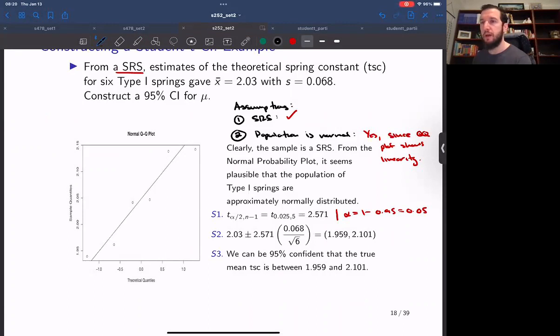So very similar to what we had with the standard normal examples. The only difference here, again, is that we're using a t value, and the process of finding the t value is different because we're using a different table.